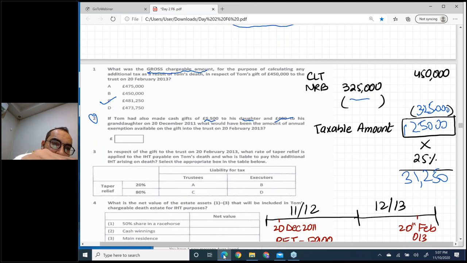400 to his granddaughter. This is also PAT. So a student may ask, sir, you just taught us the small gift exemption. No, dear, this 400 is greater than 250. And in a small gift exemption, when you cross 250, the complete amount is PAT, not just the excess. So this 5500 and 400 both are PAT.